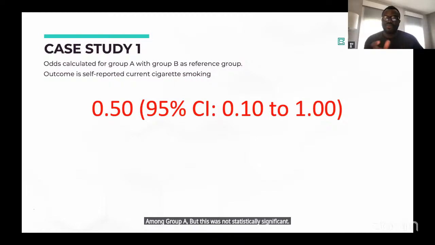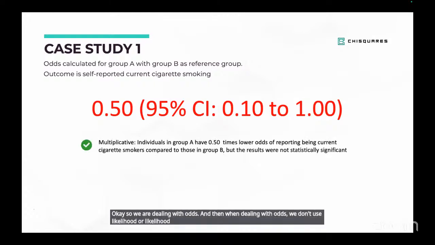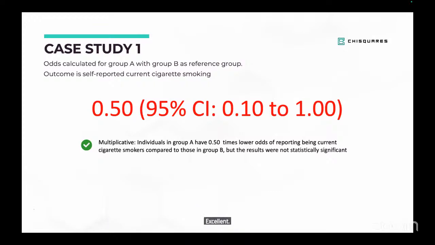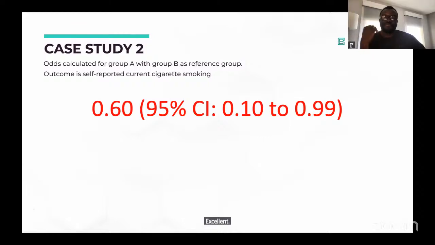Excellent. So why is that sentence technically wrong, so that we're all on the same page? Okay, so we are dealing with odds. And when dealing with odds, we don't use likelihood or probability, because it's a ratio of 2 probabilities, so they cancel out. Excellent. Very good.